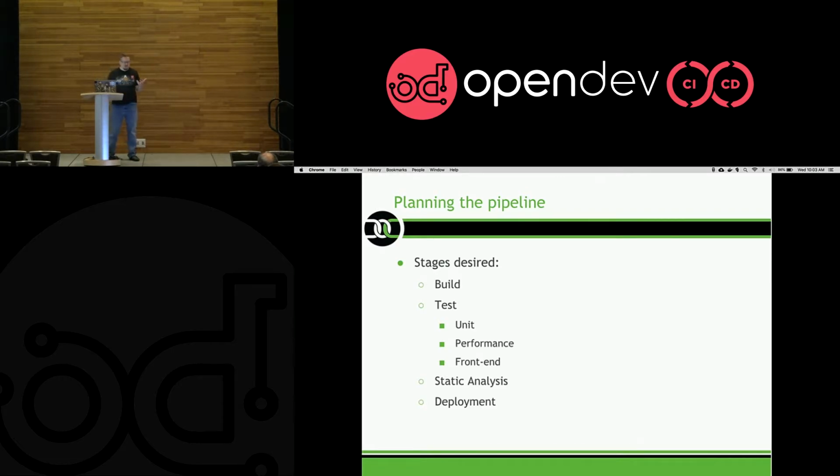The build, so you have a build stage, fairly straightforward. We'll compile the Java application so that we have something to work with. And then I'll run some tests. This can be thought of in a few different ways. We need to run unit tests on the Java backend. We probably want to run the performance test, the Gatling tests, and we also want to run some front-end tests that use Node.js. After that, I might want to do some static analysis, and then finally do some deployment.